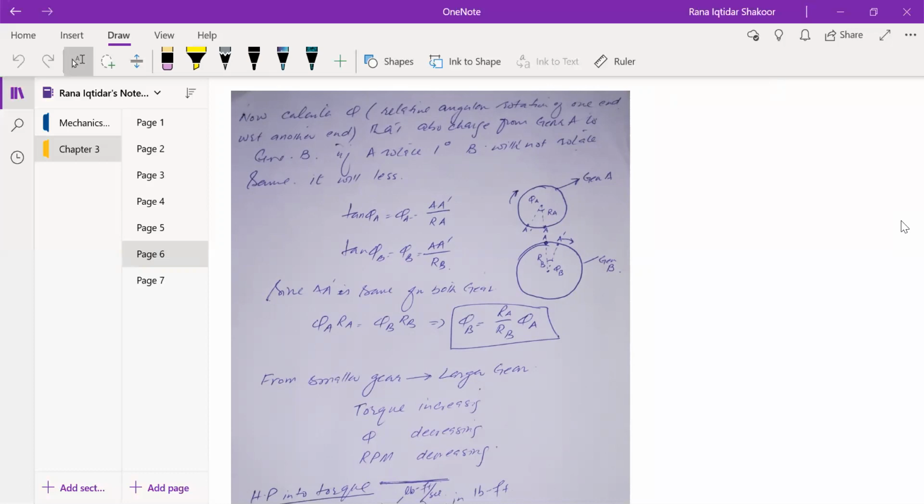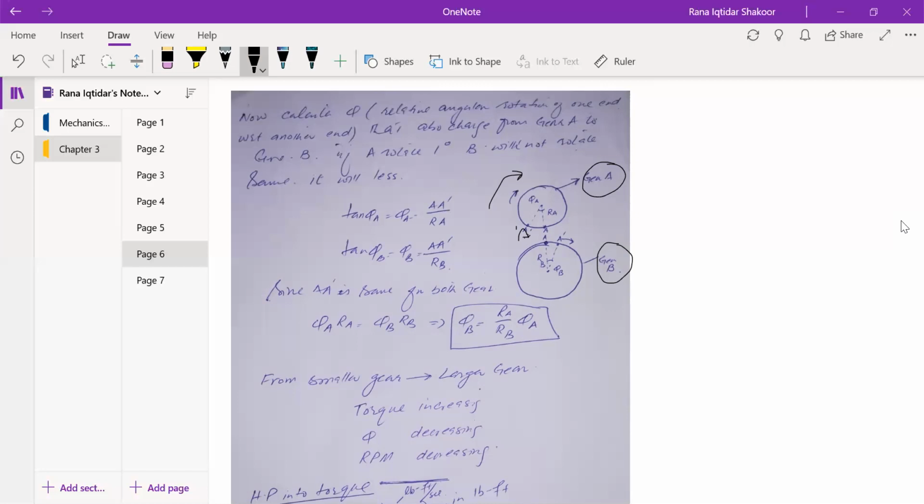So now we come to the mathematics. Again, we have a smaller gear, gear A, and then we have a larger gear, gear B. RA and RB are the respective radii of gear A and gear B. Now if these points A are in contact with each other, and it moves in this direction, that is clockwise, from point A to A dash, it will have some angular rotation, phi A for gear A, and phi B for gear B.